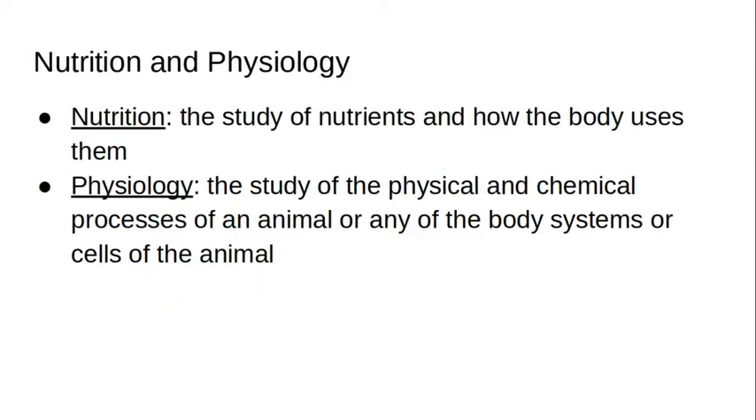The next category of animal science is nutrition and physiology. Nutrition is the study of nutrients and how the body uses them. We will study about different types of feed throughout this course. Physiology is the study of the physical and chemical processes of an animal or any of the body systems or cells of the animal. Now, physiology is a big category, and it can include many things. We will discuss some of the physiology throughout this unit also.